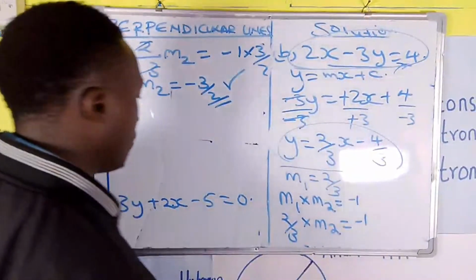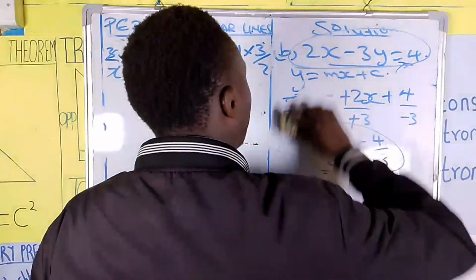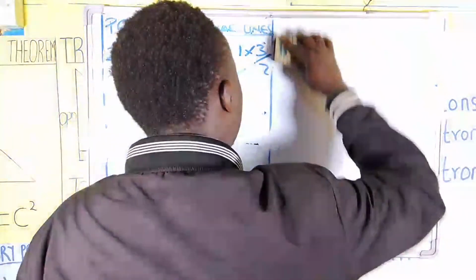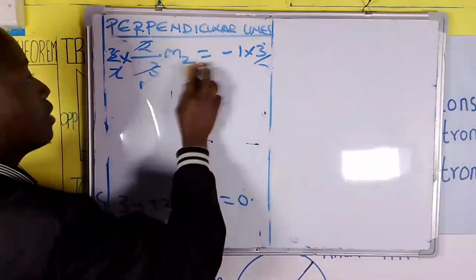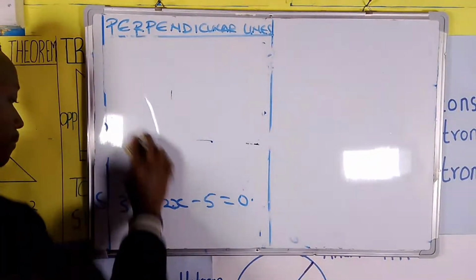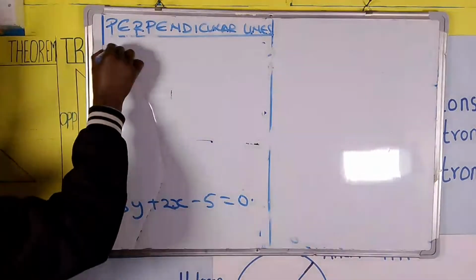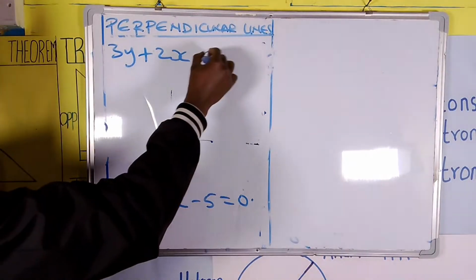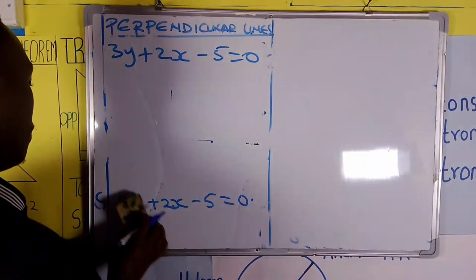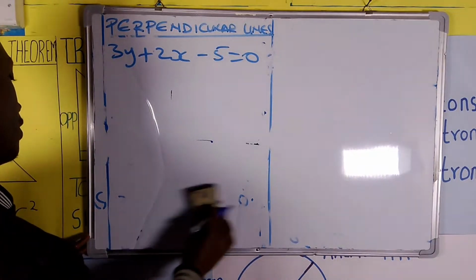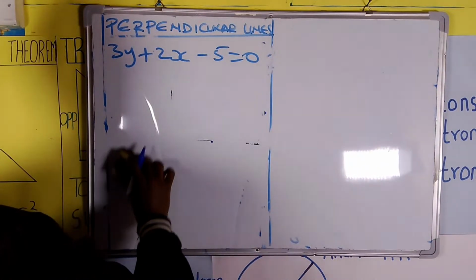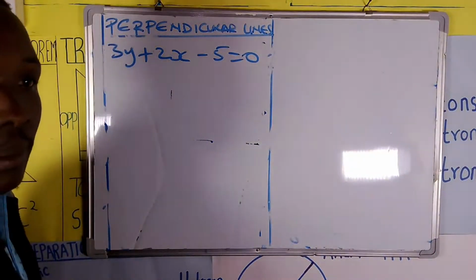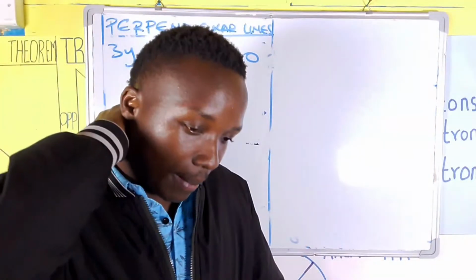So by doing that, we will now proceed to the last question. And our last question is 3y plus 2x minus 5 is equal to 0. That was our last part of the question, where we are supposed to determine the gradient of the perpendicular.